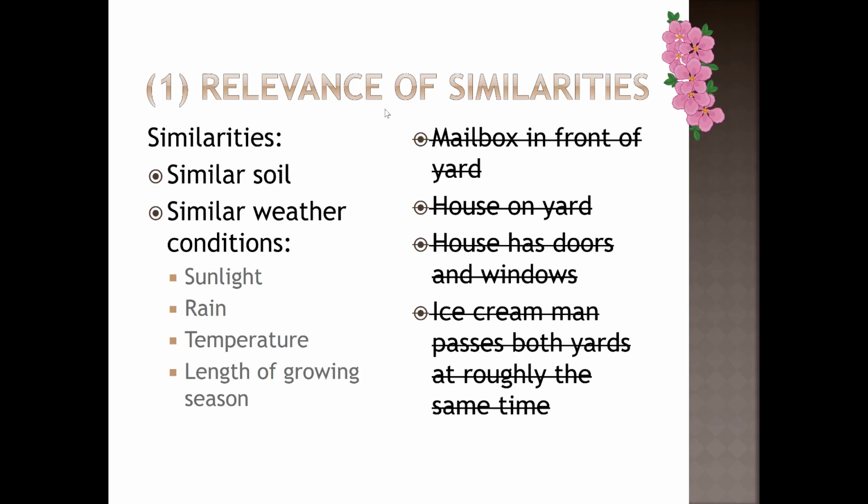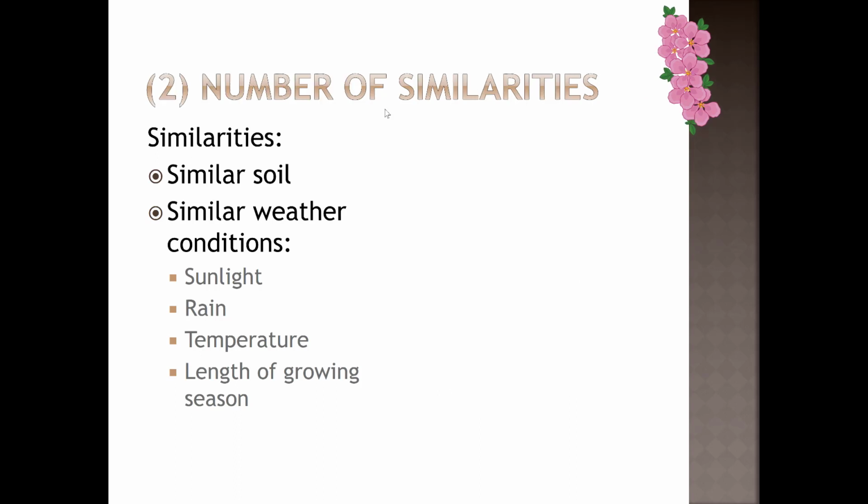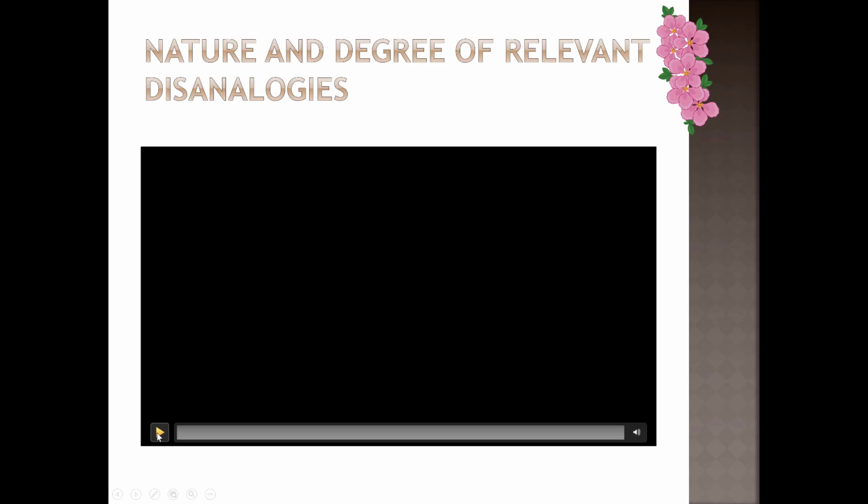Once you get rid of the irrelevant similarities, then you move on to the second way of analyzing an argument by analogy, the number of similarities. In this case, the more the better. Once you're only looking at the relevant ones, if you have a lot of similarities, that strengthens the argument, and every new similarity you might find, like the same wildlife in both yards, is going to strengthen that. So let's go over the relevant differences between her yard and my yard.